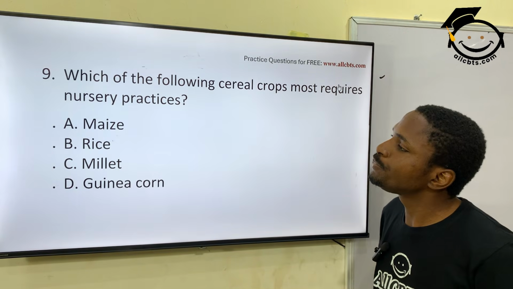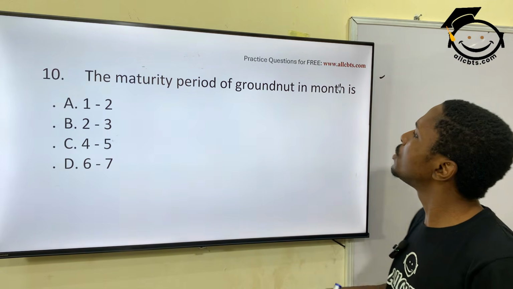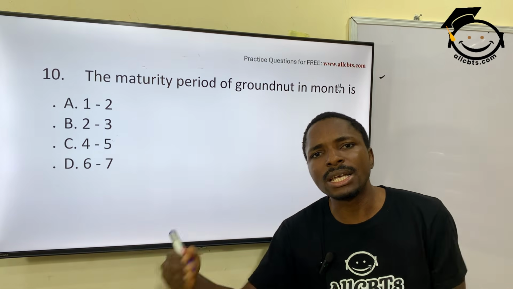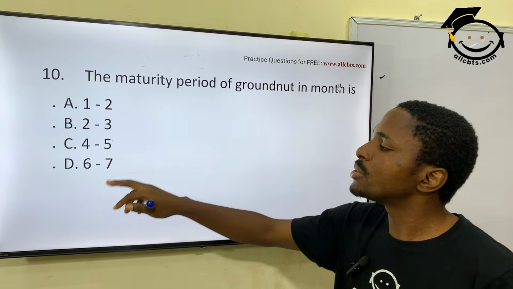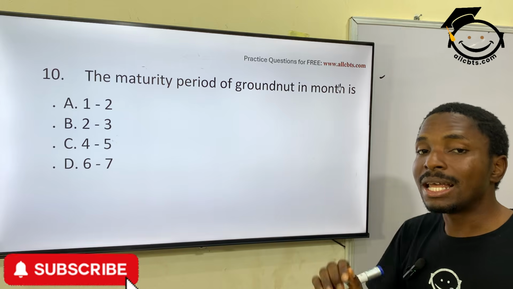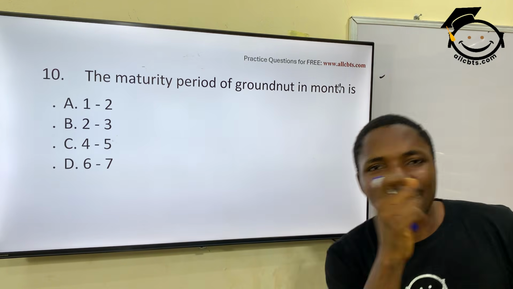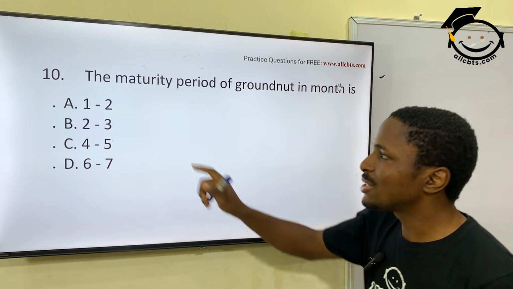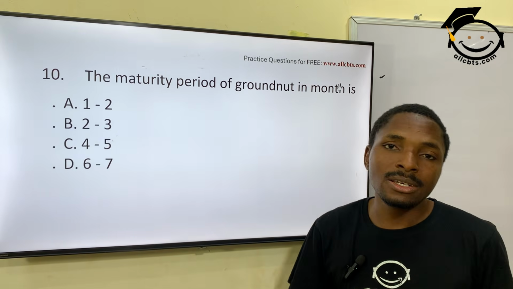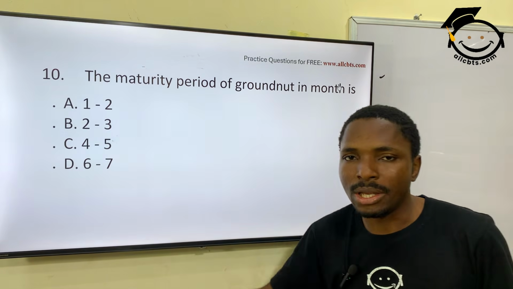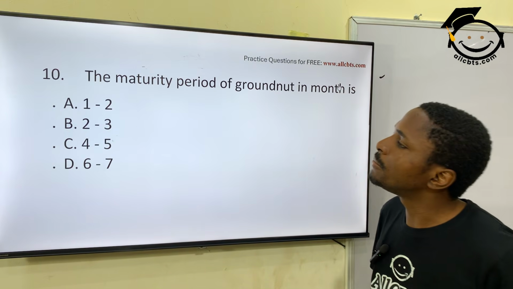Then question 10 now. The maturity period of groundnut in months is what? How long does it take for groundnut to mature? You have 1 to 2 months, 2 to 3 months, 4 to 5 months, 6 to 7 months. We often measure it in weeks, but just to confuse you a little bit, they're asking you to put it in months. Either you see it in weeks or in months. It takes 8 to 12 weeks. So in months, that would be 2 to 3 months, because there are 4 weeks in a month, correct? Right. Moving forward now.